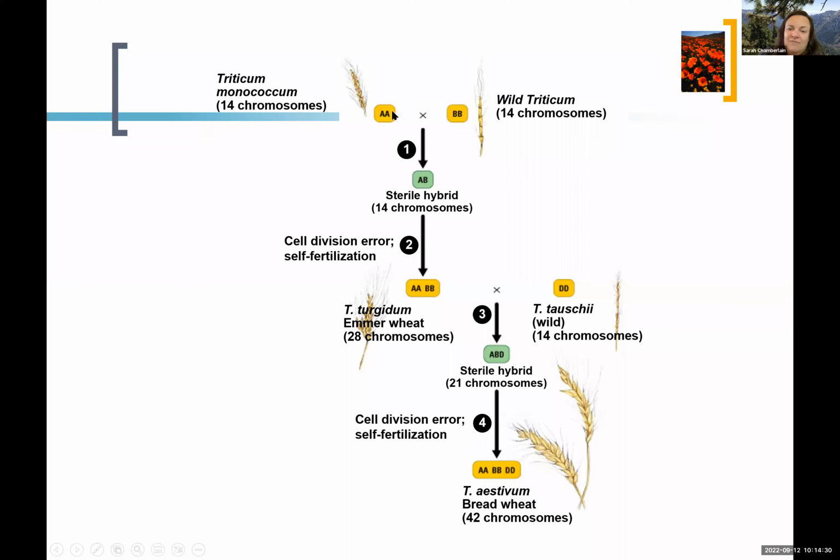So if we have chromosomes A and B from this parent, and A and A from this, B and B from this, you get one of each, and then it duplicates. Now we have a total of 4 chromosomes, where there were originally only 2. So we've duplicated by combining chromosomes from 2 different species to make one new species. So our 14 chromosomes is now 28. And that's called emmer wheat.